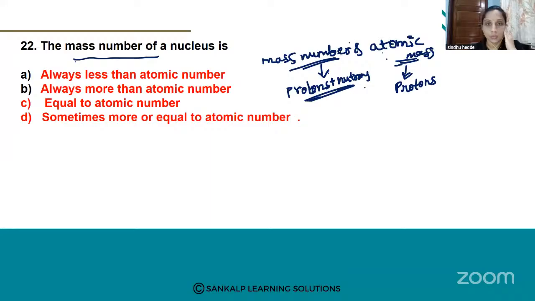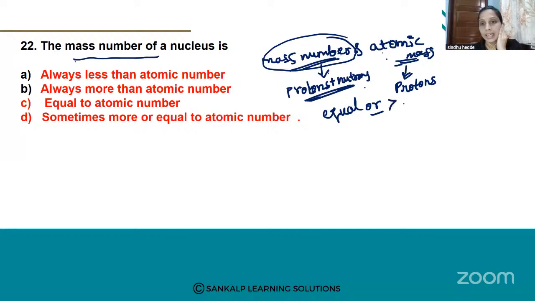So we know that this mass number must be equal or greater than the atomic number. We know that mass number is always greater than or equal to atomic number. So mass number is always equal to or more than the atomic number.